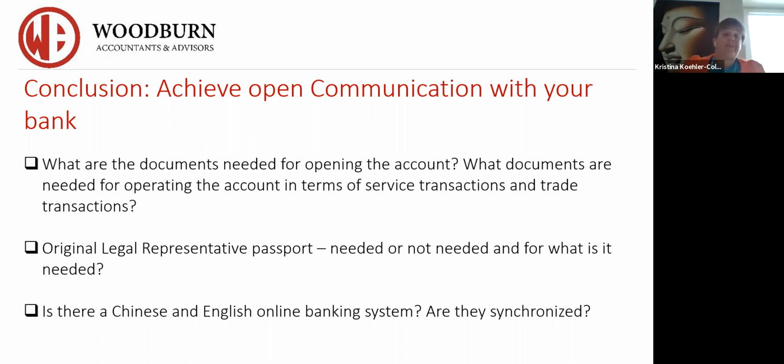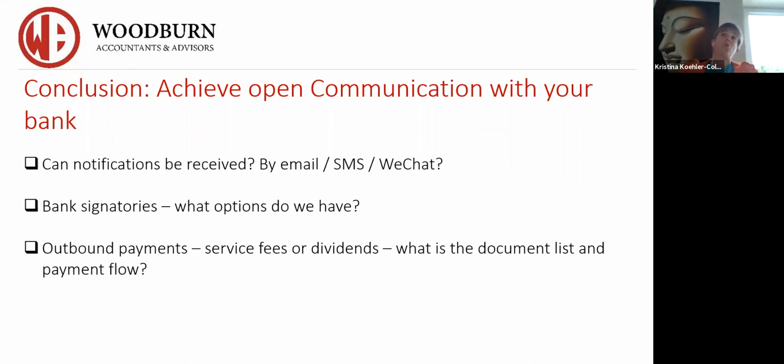The other is the online platform, right? What you need to know is there a Chinese and English online banking system, and are they synchronized, and how easily accessible is the online banking system? I would almost ask for a demo to see what it looks like, how it works, how it functions, and how it can be used.